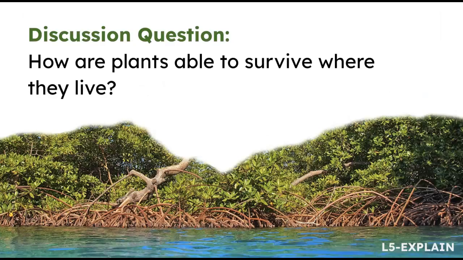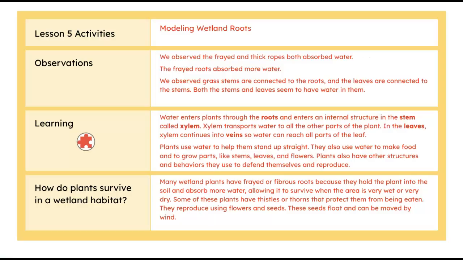For the Explain portion, you'll invite students to share their findings from the plant structures investigation. You'll use the provided questions to guide your discussion around the question, how are plants able to survive where they live? The goal of this class discussion is to analyze the observations of the Wetland Roots investigation to determine how plants use a system of structures to grow and survive. You'll use the discussion to create the Lesson 5 summary chart.